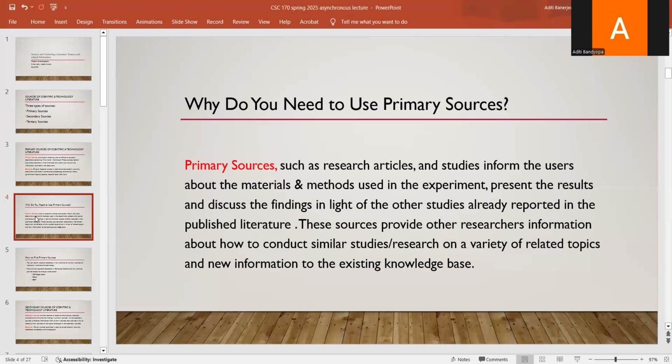The original research articles also help other researchers to replicate the similar experiments in their labs. The research articles add new information to the existing knowledge base.